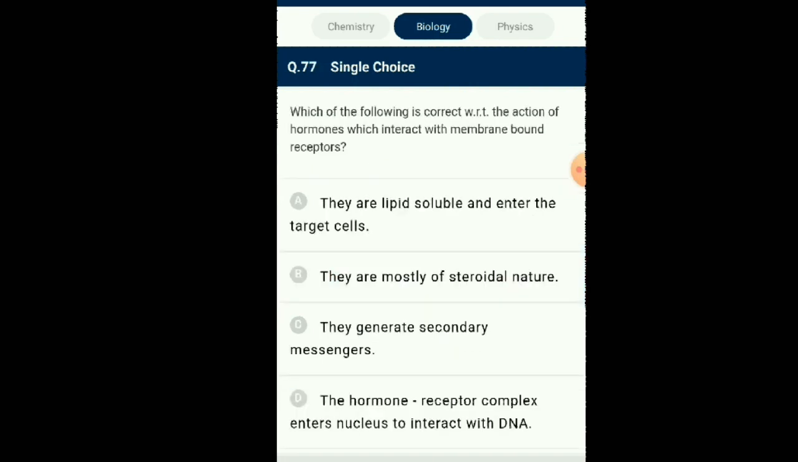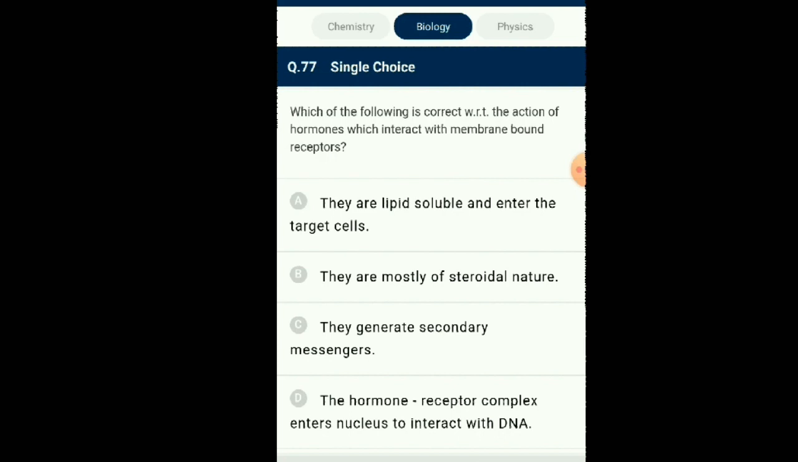Question number 77. Which of the following is correct? The action of hormones which interact with membrane bound receptors. From the given four statements, the hormones which interact with membrane bound receptors are basically peptide derivatives. These hormones are hydrophilic and hence they cannot cross the plasma membrane freely.